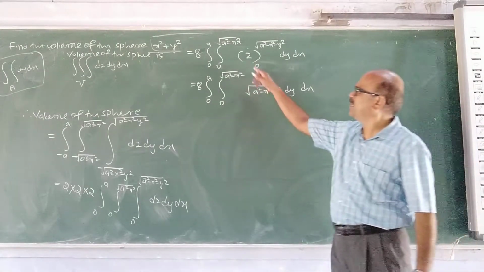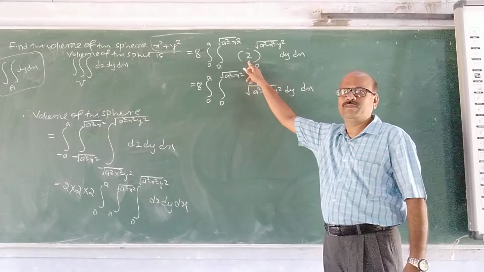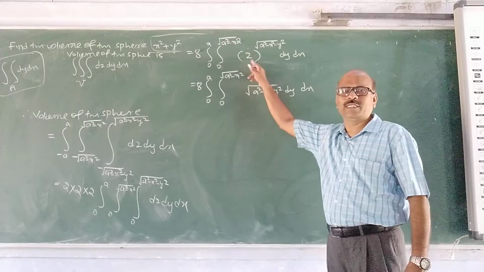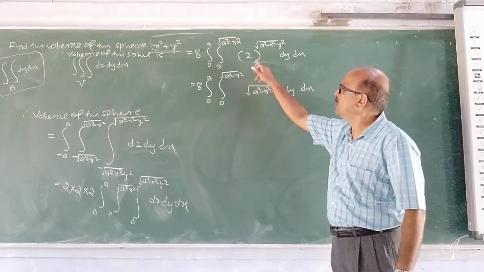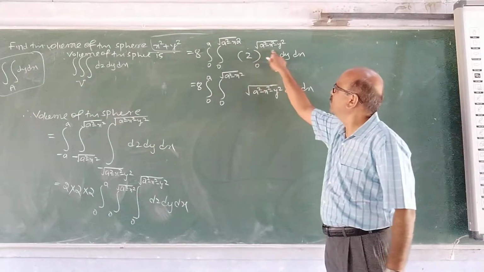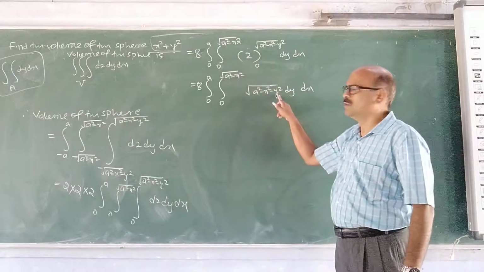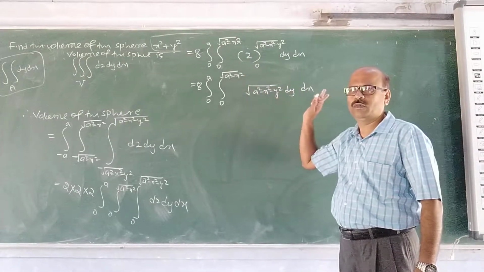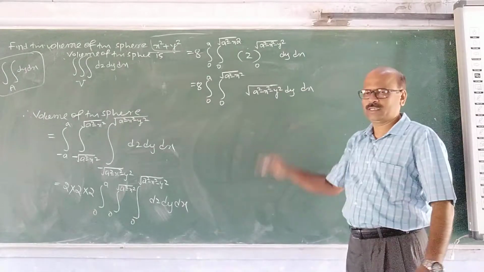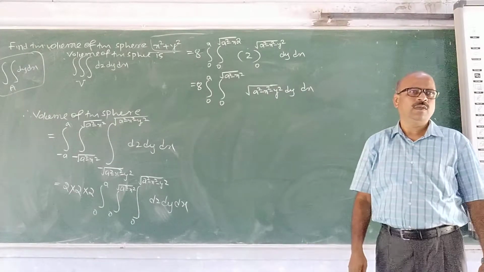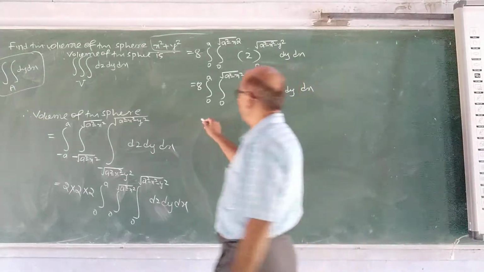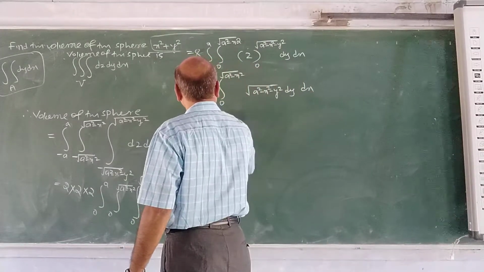You know how to take the limit here? How to take the limit? The variable is z now. Integration is with respect to z. You have to substitute z as this value, minus z is 0. Z is 0 gives 0. So integrate this: root a square minus x square minus y square.